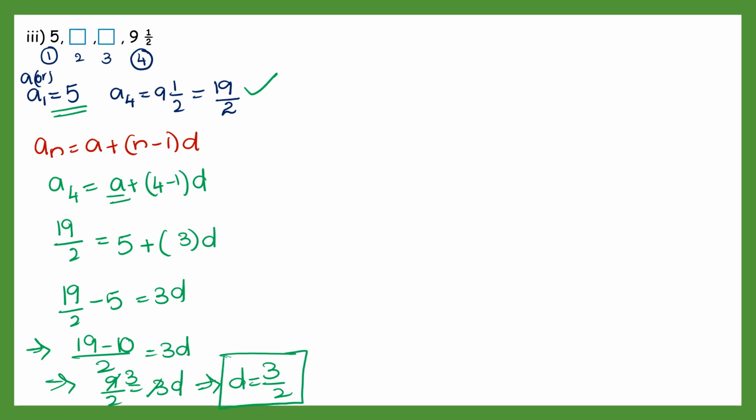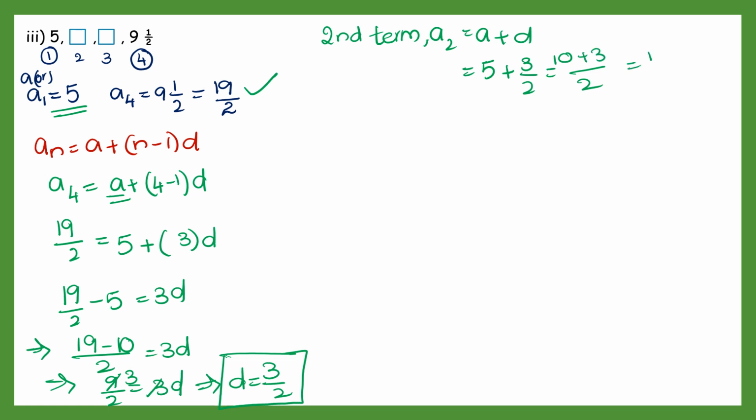We know the first term. We can find the second term. There are many ways. We know that the second term A2 is equal to the first term plus the common difference. We already know the first term: 5 plus 3 by 2. That means 5, with 2 as LCM, you get 10 plus 3. So 13 by 2. This is the second term.